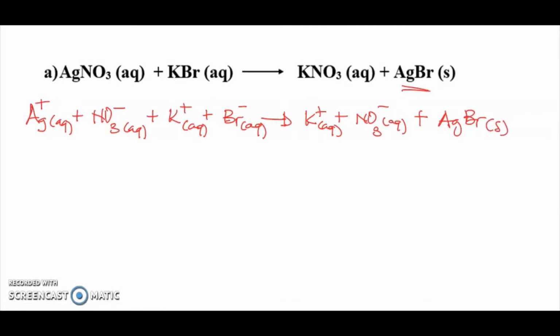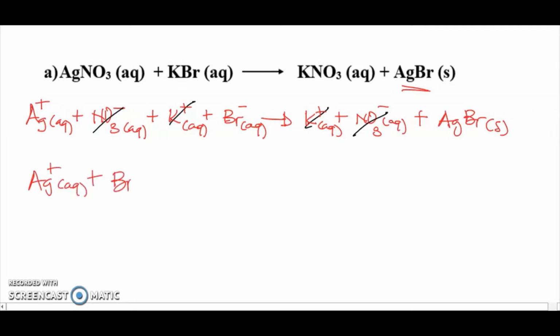Now let's cancel the ions that are identical on either sides. What do we have? The nitrate ions are identical. What else do we have? The potassium ions are identical. So what are we left with? We are left on the left with the silver ions plus the bromide ions. And what does it form on the right? We have silver bromide solid. So that is the ionic equation. Let's look at the second example.